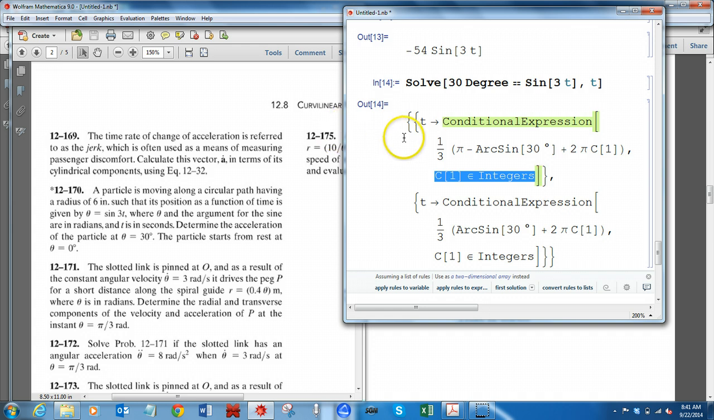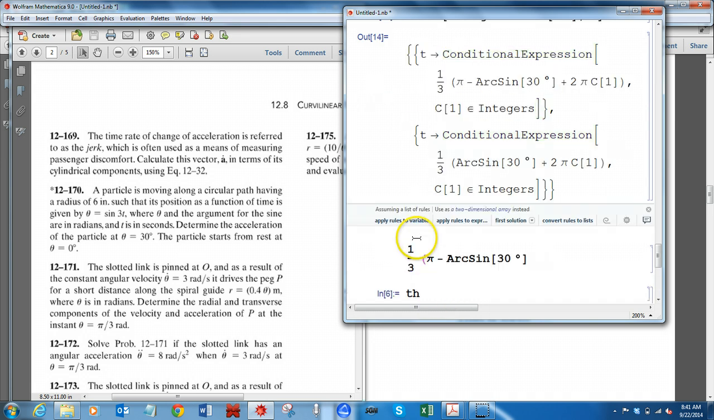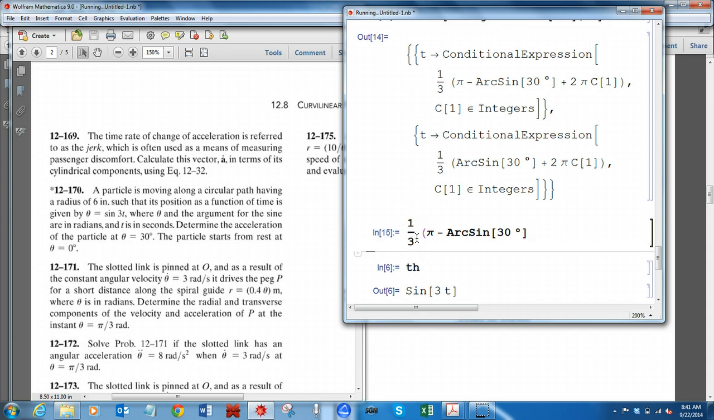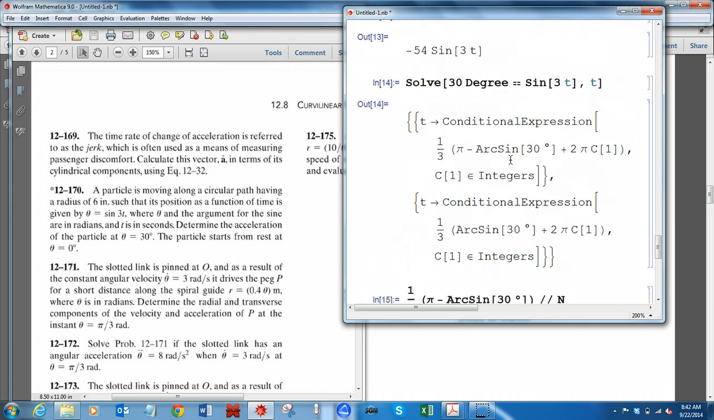So what I'm going to do is copy and paste this right there. Here's one of them. There are two possible answers. There's that one, and I forgot the parenthesis. And I'd like to see it as a number. Thank you. So it's either that, and since this is time it'll be in seconds, or it's this one.